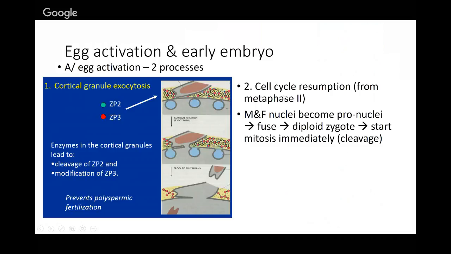And then the second thing that happens is cell cycle resumption. So in the egg, even with folliculogenesis, the meiosis will be arrested at metaphase II. So it only resumes after fertilization occurs. So after this, the male and female nuclei will become pronuclei, and then they fuse together, and you have a diploid zygote, which then starts mitosis immediately, which is cleavage, and they go really quickly.